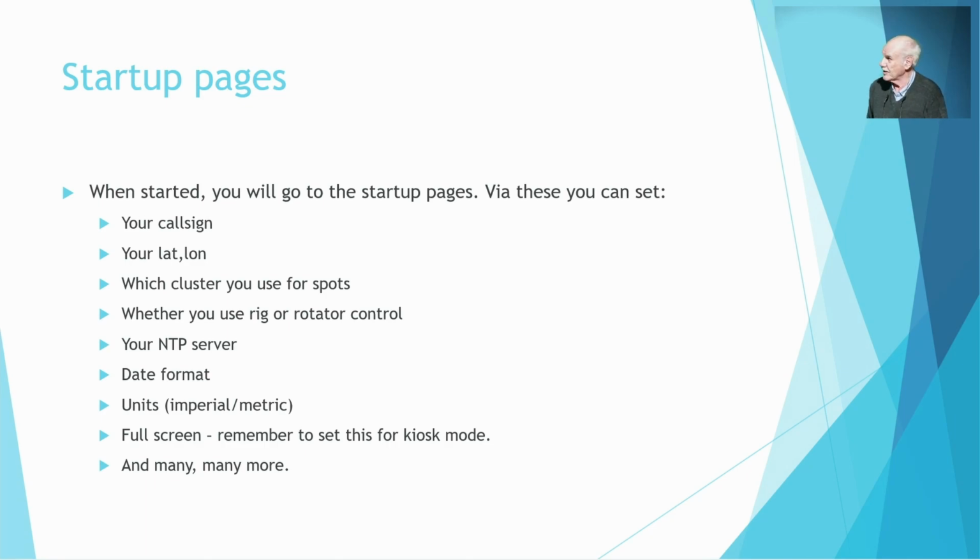When you start the thing up, you obviously have to enter a lot of setup information: your call sign, your lat long, which cluster you want to use for spots. It will do rig and rotator control if you want it to. Your NTP, that's the internet time server, what format you like, what measurement units. You need to select full screen mode, and there are many, many more settings to set up, but you only have to do it once.